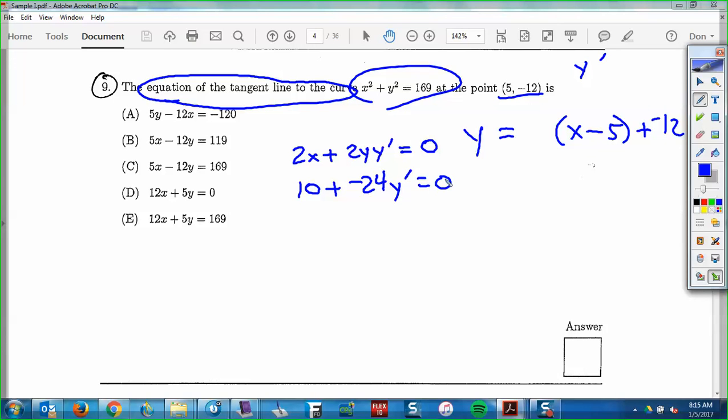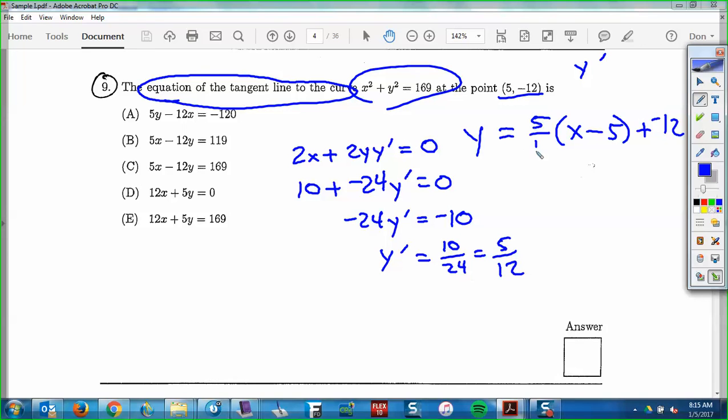Right? I could just put them in right now. I don't have to. I could solve for y prime, which would be easy. I only have one of them, so I just move that over and divide. So I can do that too. Doesn't matter. I just plug in my x and my y from up here, and then divide, and I get 10/24, which is 5/12.